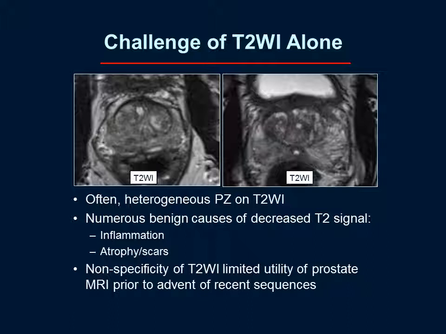This non-specificity of T2 weighted imaging very much limited the widespread use of prostate MRI prior to the advent of more recent sequences. Here we have two patients with heterogeneous peripheral zone in T2 with patchy areas of decreased T2 signal, and neither of these patients have ever been shown to have tumor on any prostate biopsy that they've undergone.